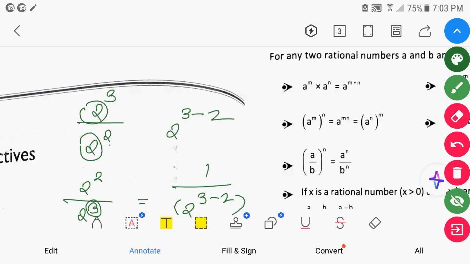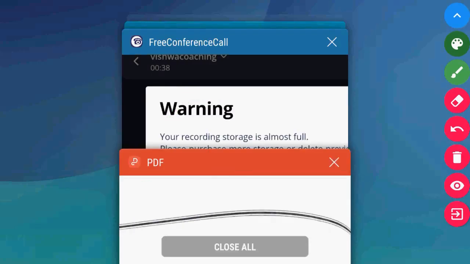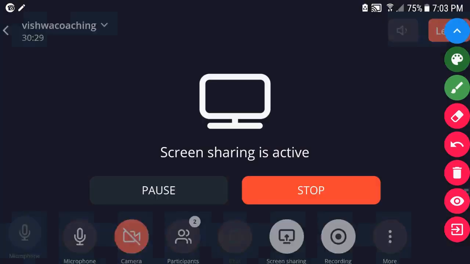So these are some laws which we learn and apply here, and based on these laws we have to solve the practice exercise. We have gone through some solved examples, and in the next lecture we'll solve the practice exercise. Till then, try to solve it.